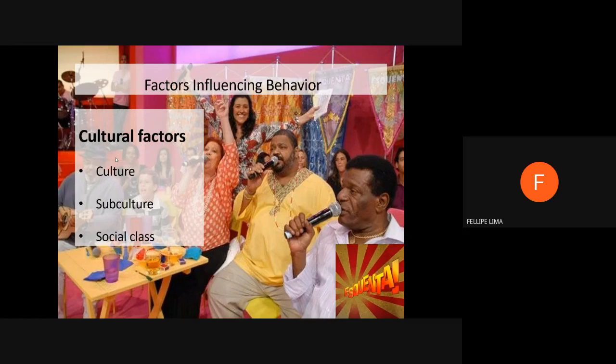So you are thinking, my consumer is from the night people that go to samba. But even the people that like samba, you are selling a CD or a DVD from some artist that sings samba. But you have to know the subculture of your buyers. What kind of samba is that? What kind of rock is that? If it's a heavy metal band, you cannot sell that product in a hardcore marketing because it's a different subculture of the same genre. It's not about just the culture. The subculture is also important. And the social class is viewed as a cultural factor.